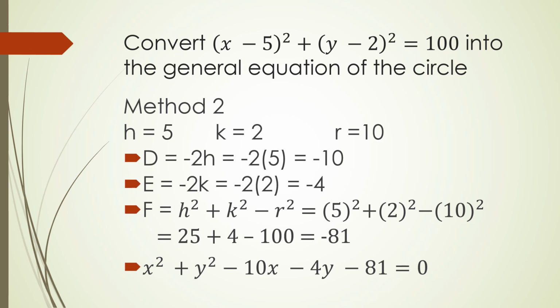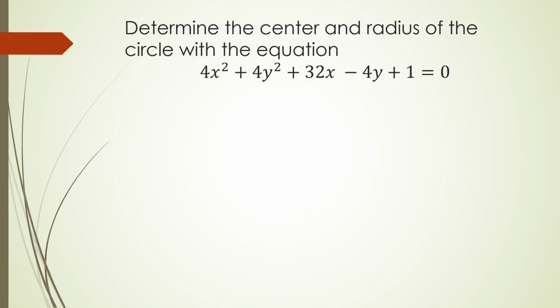So it will be up to you on which method you are going to choose when converting the standard equation of the circle into its general equation. So let's have the other one. Determine the center and radius of the circle with the equation 4x² + 4y² + 32x - 4y + 1 = 0.